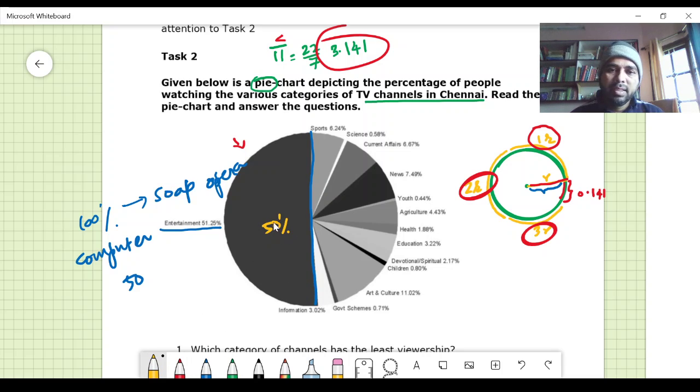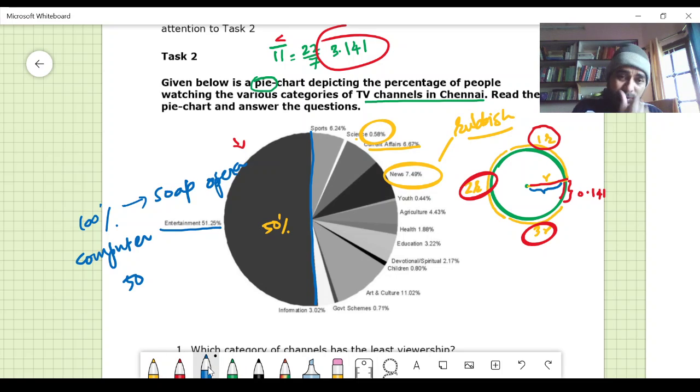Then you can choose different colors or just draw lines. Current affairs is 6.67. Science is very low. People do not watch science. Sports is 6.24. The news, all news is just rubbish. They just want sensation, and that's all. You can see how the pandemic news was over exaggerated, and they just instilled fear in the people. It didn't actually work out.